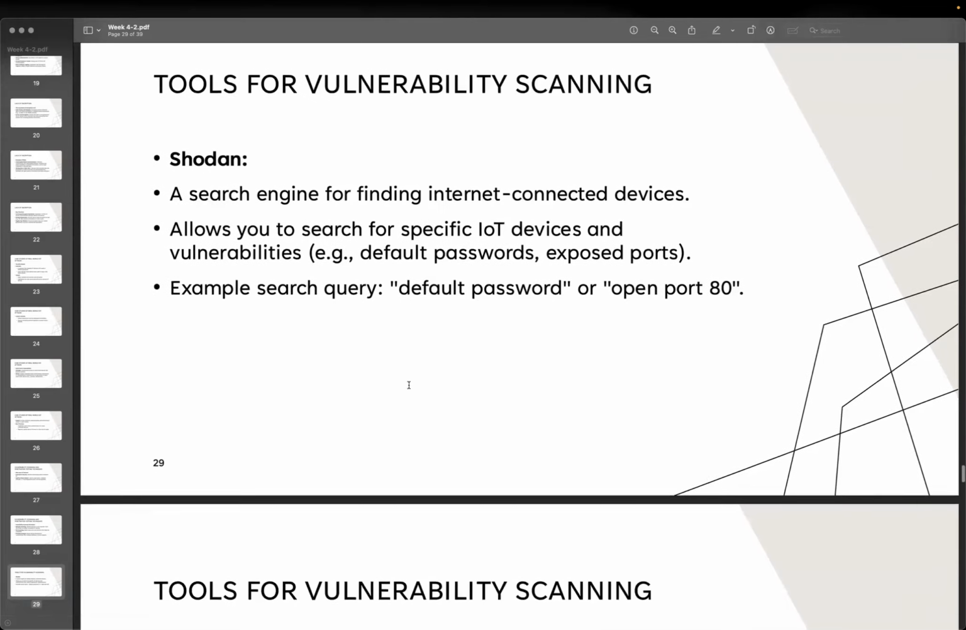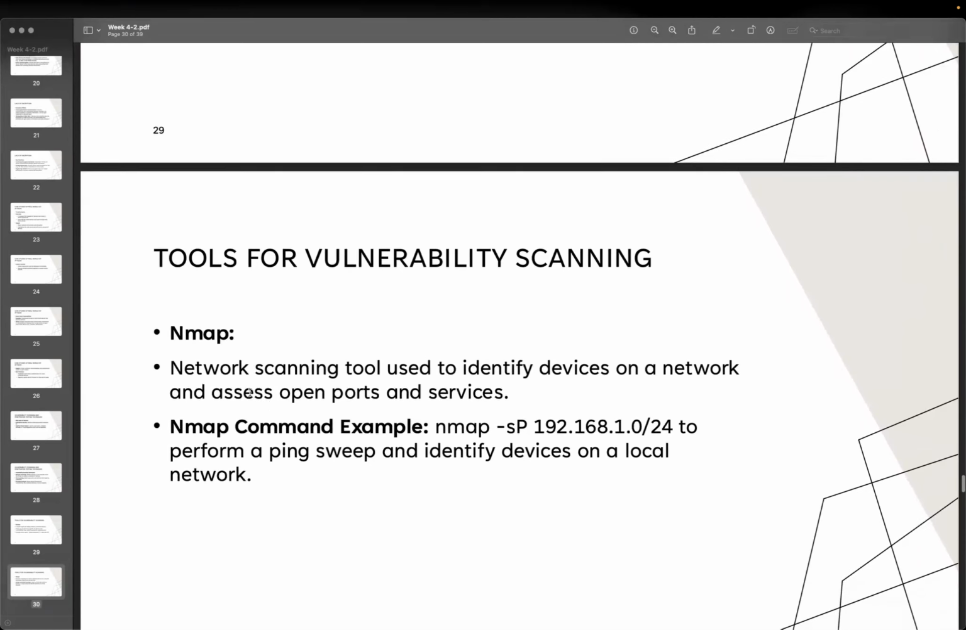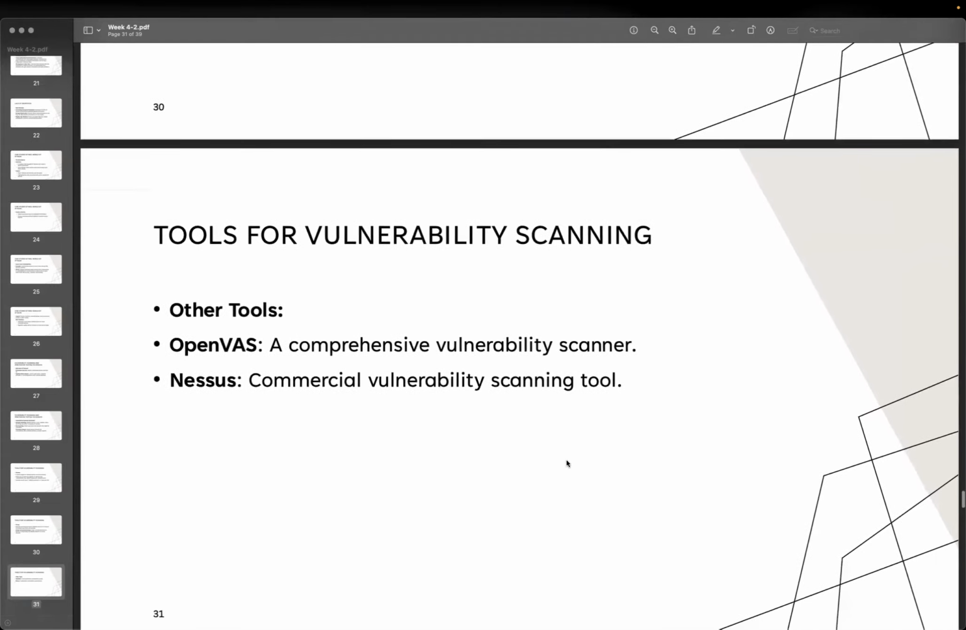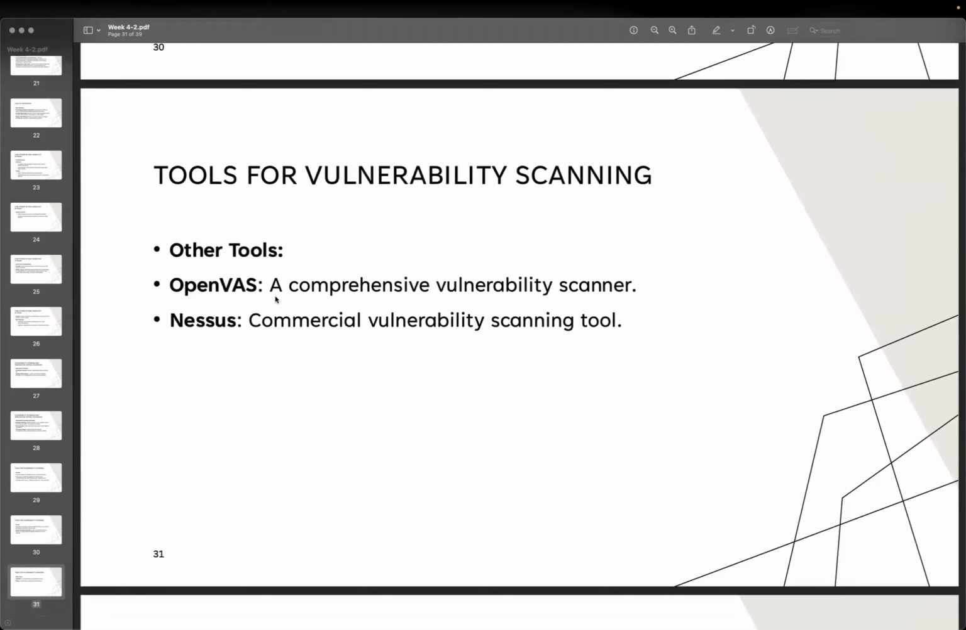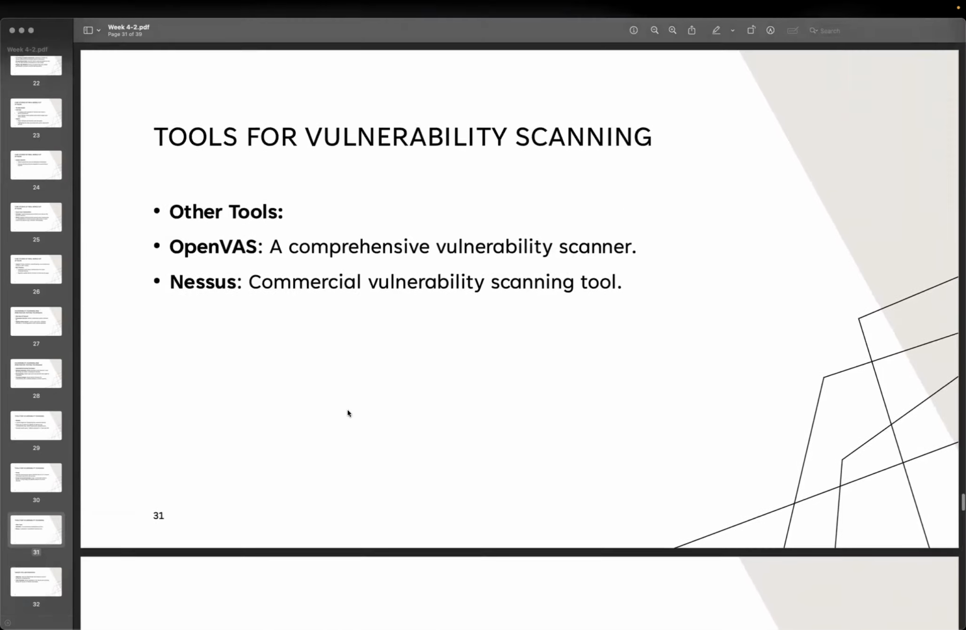Another one, Ahmed, you may be pretty familiar with if you are taking cybersecurity and networking. You can scan the devices on the network and check for open ports. For example, we will ping all the devices identified on the local network. That's how we can do it. We also have other tools like OpenVAS and Nessus, so if you are interested, you can check them.